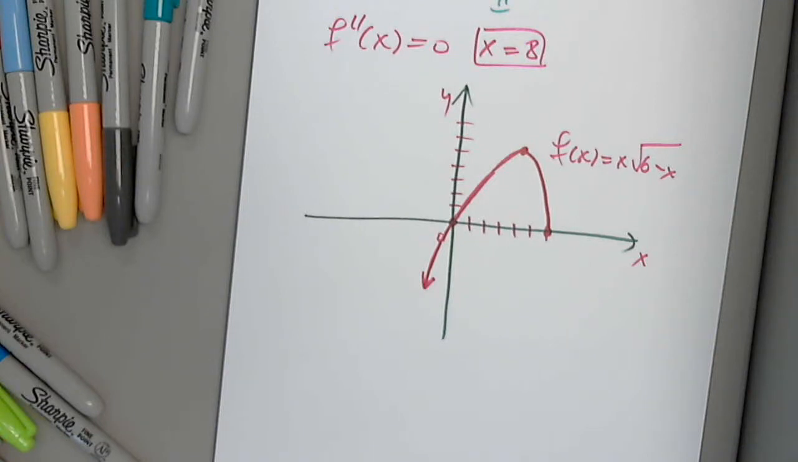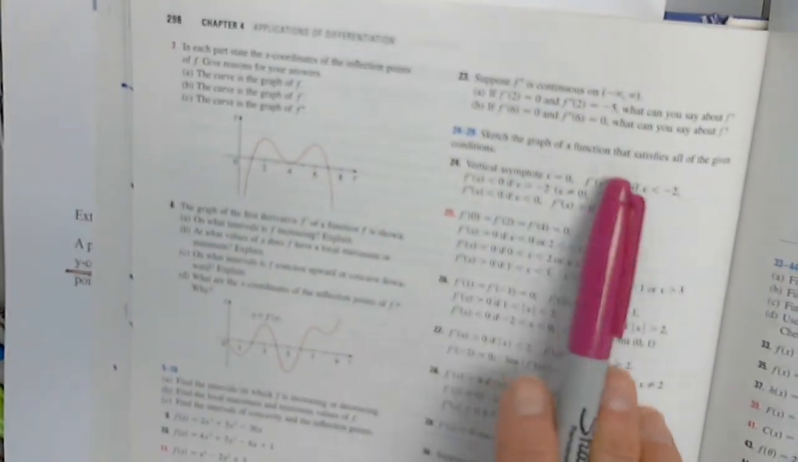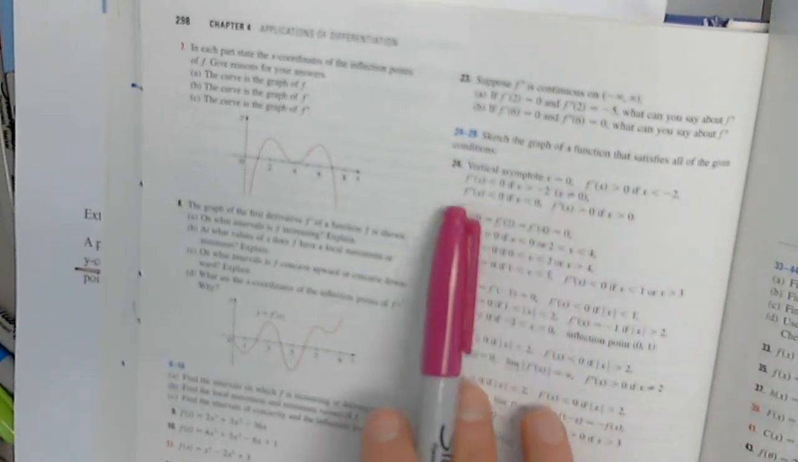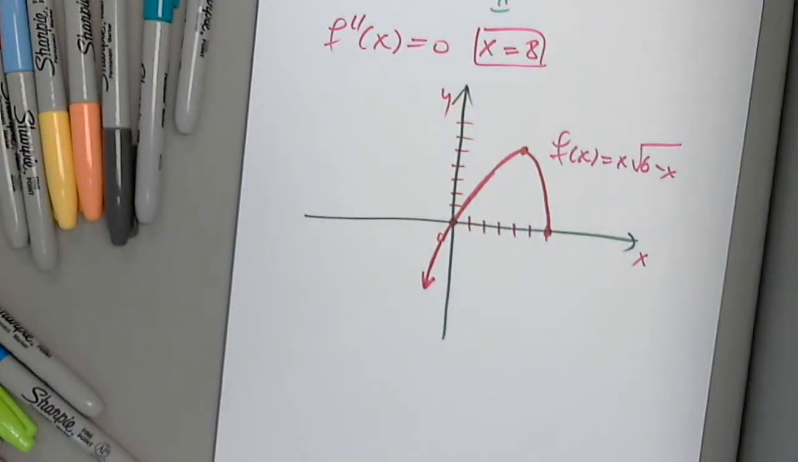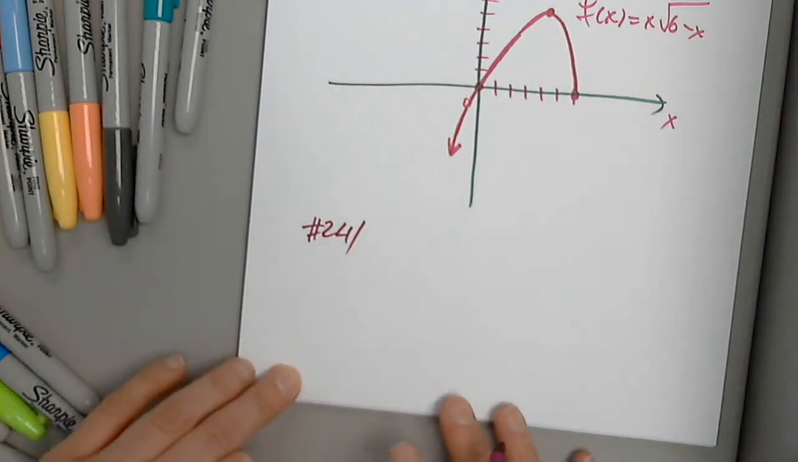I would like to look at a problem in which we analyze the information given and come up with a graph. I would like to work like we always do on these kinds of problems. We are given: sketch the graph of a function that satisfies all of the given conditions. So please choose a problem, or I will. 24. Okay, very good. So we want to look at 24 on page 298.